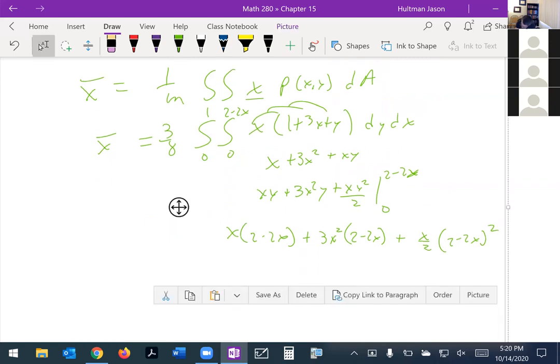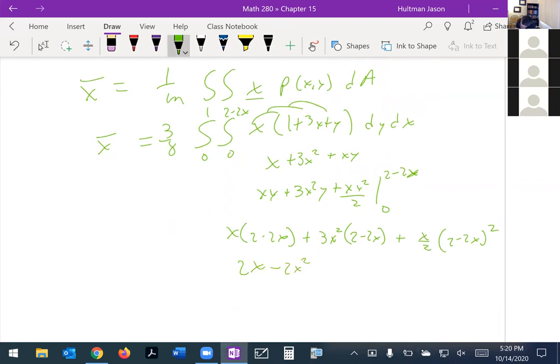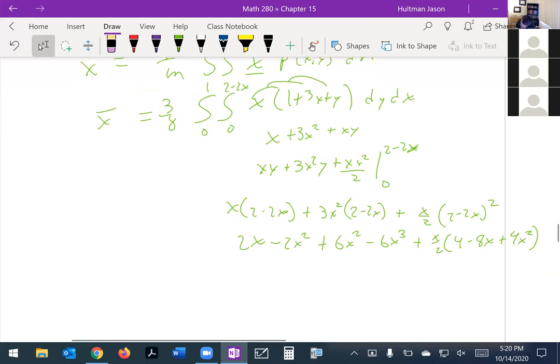So this becomes 2x minus 2x squared plus 6x squared minus 6x cubed plus, this is going to be x over 2 times 4 minus 8x plus 4x squared. So we get 2x minus 2x squared. Well, let's combine this. This is plus 4x squared minus 6x cubed. This is going to be plus 2x minus 4x squared plus 2x cubed.